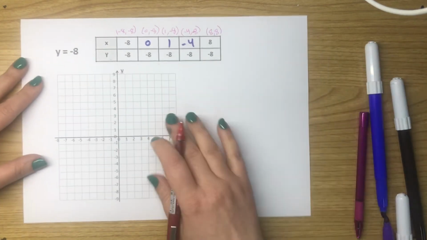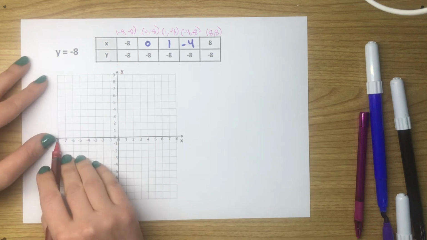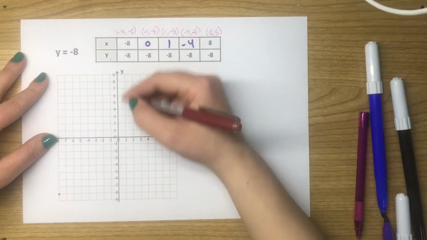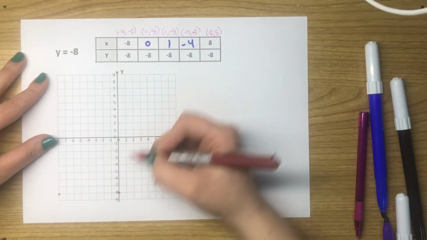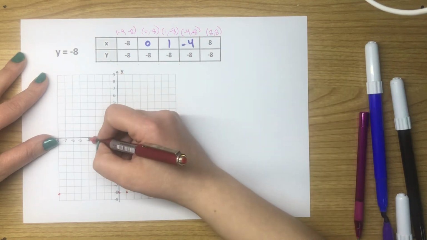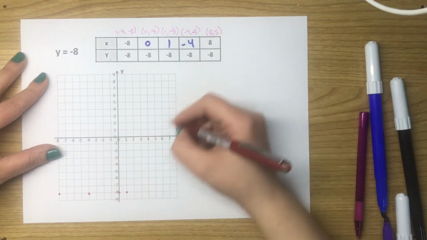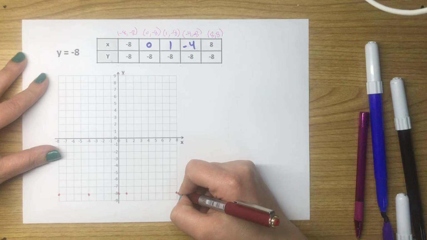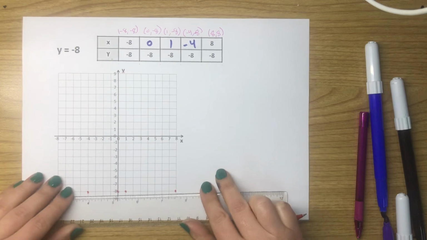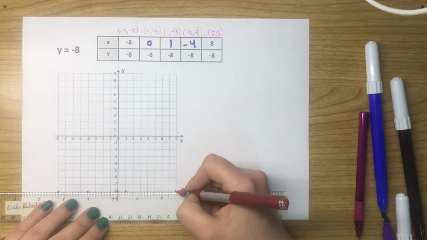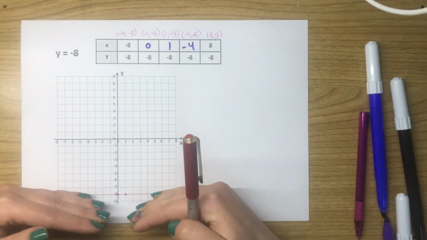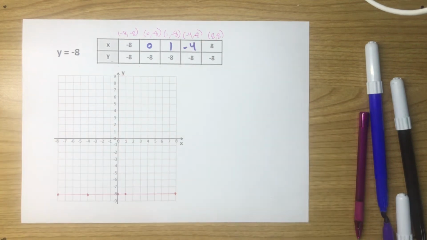Okay, so -8, -8. Here is -8. Go down here. This is -8. First point, 0, -8. Then 1, -8. Then -4, -8, and 8, -8. Look at these points. When you connect them, you are going to see that this line is parallel to the x-axis.